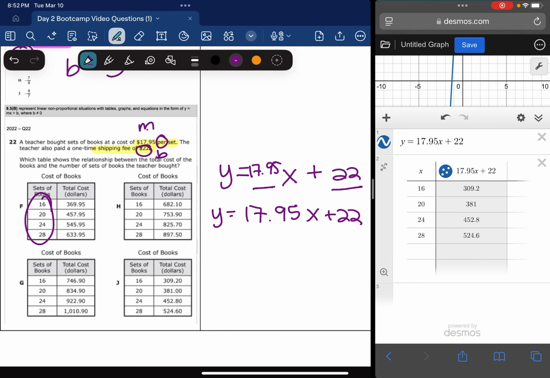And all I have to do now is match to see which table matches what I got on decimals. So I have 16 and 309.2. That one is wrong. 16 and 746, wrong. 16 and 309.20, 20 and 381, 24. This is the only one that matches what I have here on decimals.